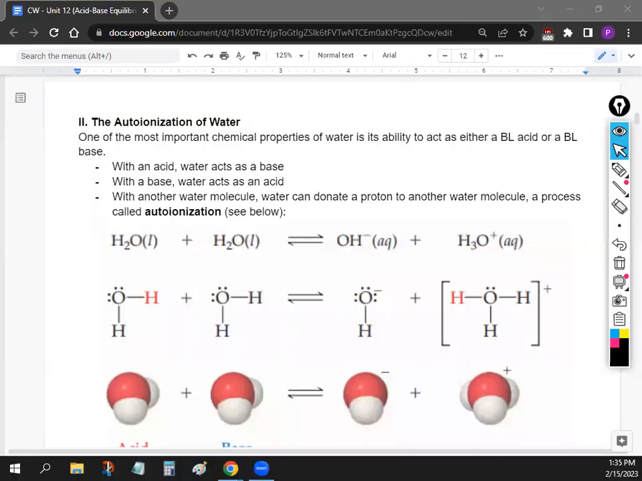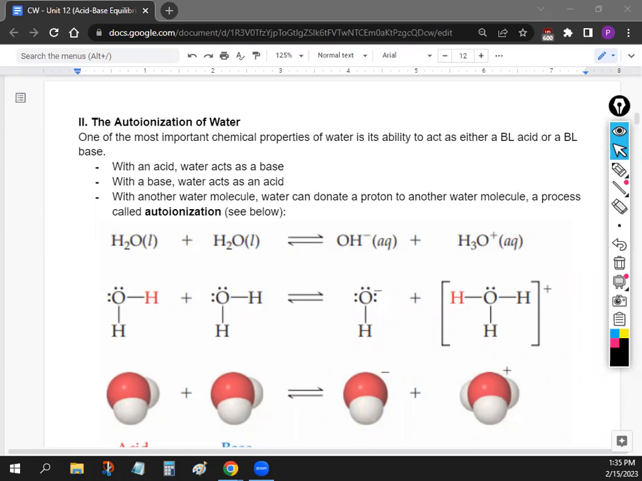Okay, so this next section, we are going to be talking about the auto-ionization of water. The auto-ionization of water is basically a way for us to describe how water is weird, because it could be an acid or a base. Okay, it's both.